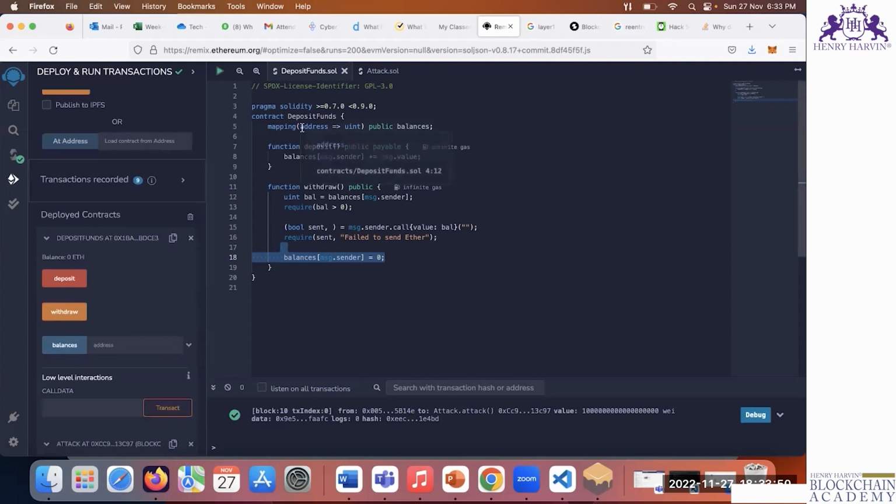So this type of attack is called the re-entrancy attack. While looking at this, you may think the smart contract is secure, but this smart contract is highly vulnerable. So before you write a smart contract, make sure you guard against this type of attack. It is called a re-entrancy attack.